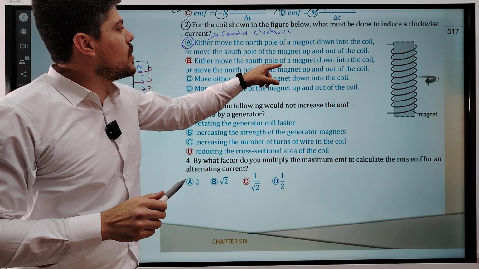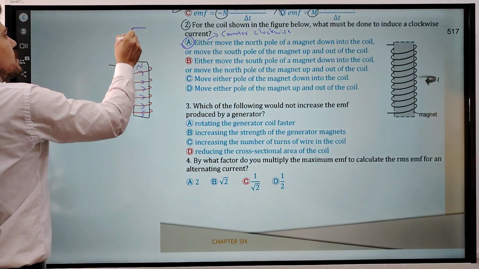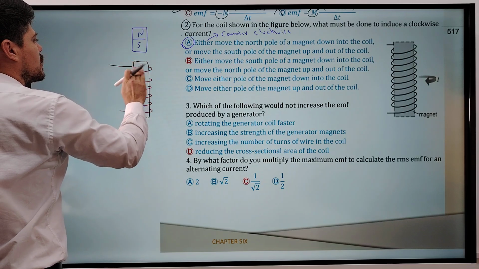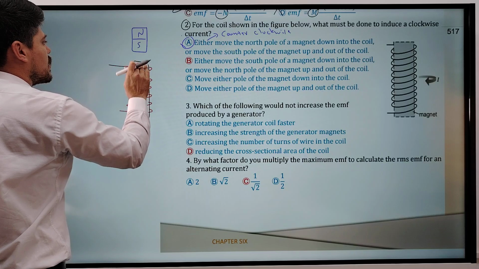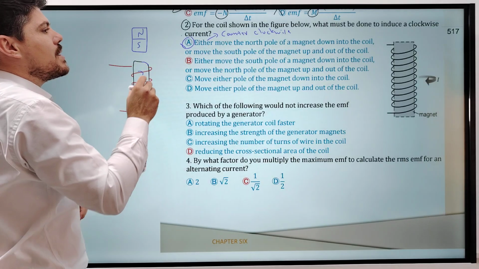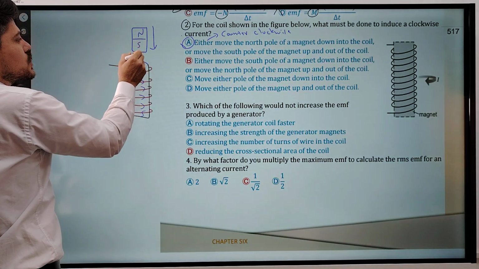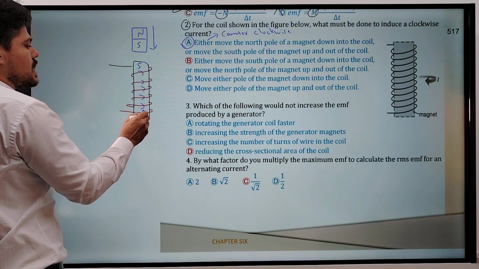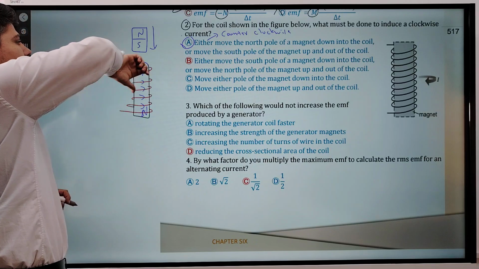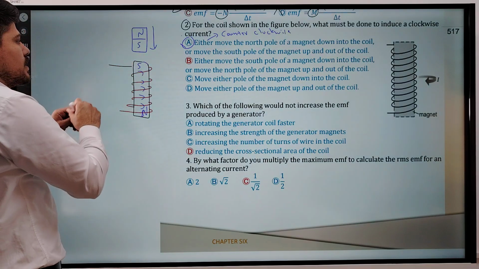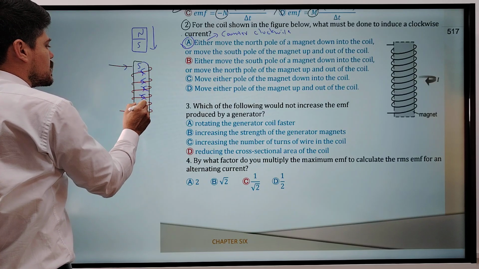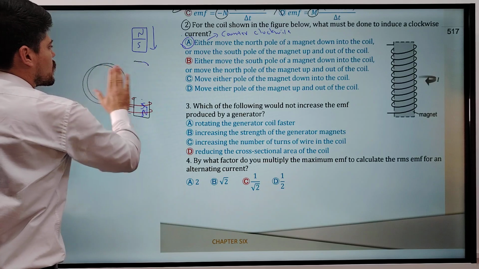Either move the south pole of the magnet down into the coil. Move the south, and here this is north, okay? In the case when we move the south pole of the magnet down into the coil, approaching south, this end also becomes south, this end becomes north. In the case when this end of this coil is south, the direction of the current becomes what? They enter here, and it becomes clockwise.